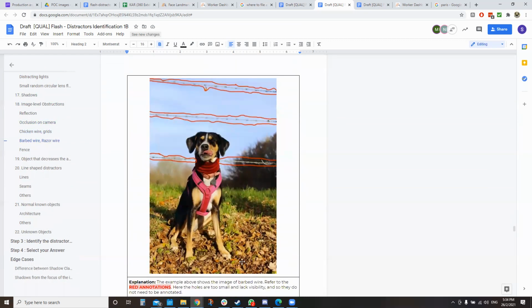So you see this dog, Arif. This shadow here belongs to the dog. The dog is the focus object. So the shadow that belongs to the dog you don't have to annotate. However, this shadow here belongs to something else that is probably here, but you can't see it. So this one you will label as shadow.